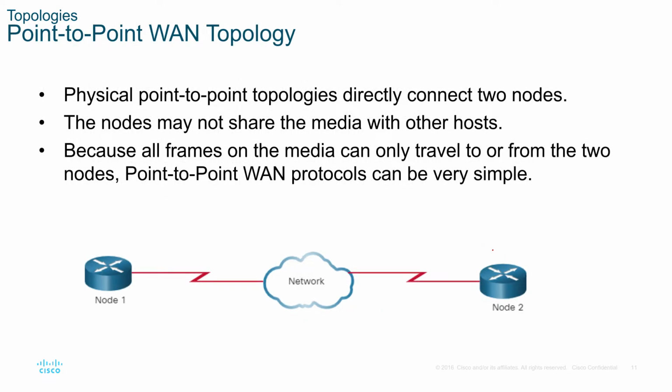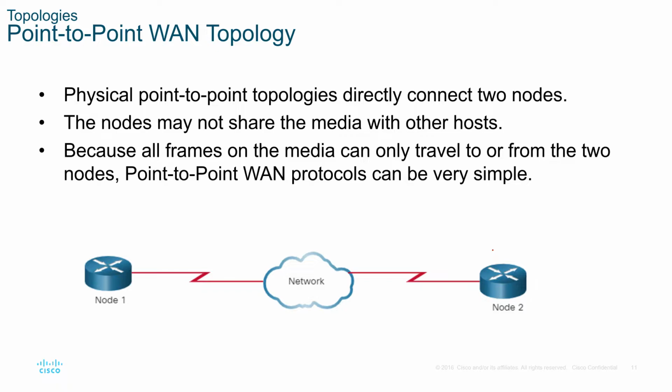The point-to-point physical topology directly connects 2 nodes. The nodes may not share the media with other hosts. Because all frames on the media can only travel to or from the 2 nodes, point-to-point WAN protocols can be very simple, because whatever we put into one end must come out of the other end.